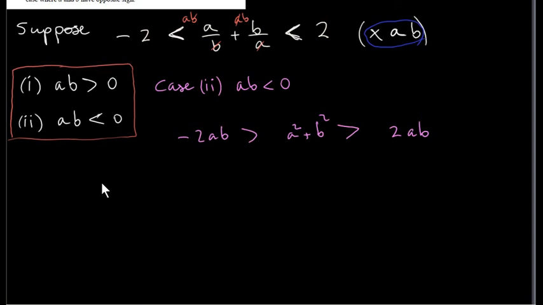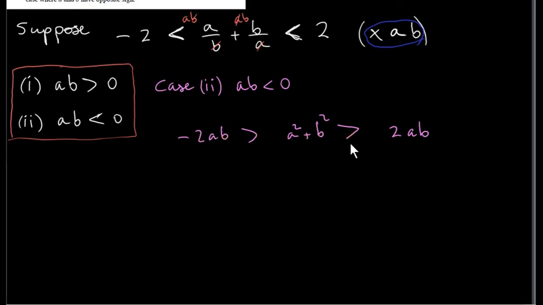Just to remind you of why it reverses, let's take a very simple example. We know that 2 is obviously less than 3. Well, if we multiply both sides by minus 1, we get minus 2 on the left hand side, we get minus 3 on the right hand side, and you can see that minus 2 is actually greater than minus 3. So you must reverse the inequality when you multiply an inequality by a negative value.